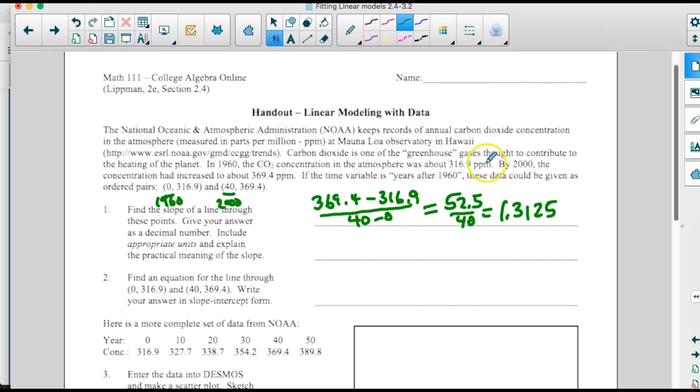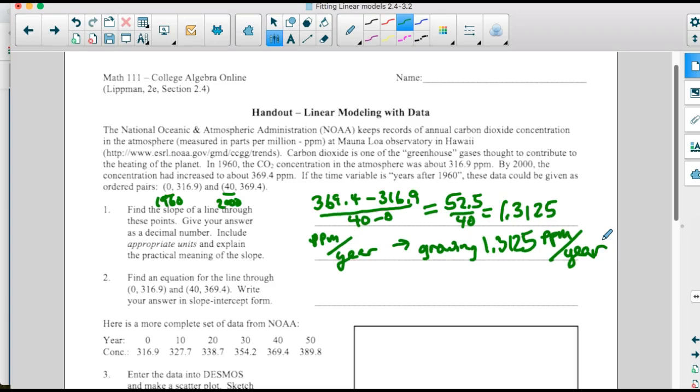It says appropriate units here, and we're going to look at this in terms of parts per million. That's what the top numbers are, parts per million, and the bottom is years. So your units are going to be parts per million every year. So that's your growth. Basically, we're growing 1.31 parts per million per year. Okay, so that's what that means. Growing 1.3125 parts per million every year. That's what we're growing.